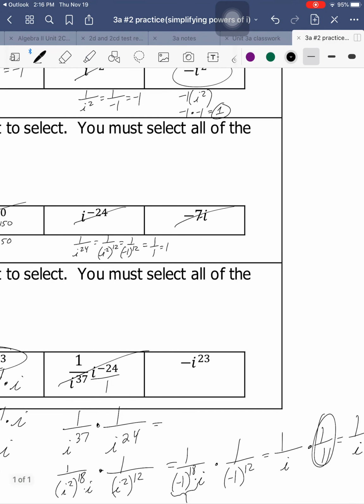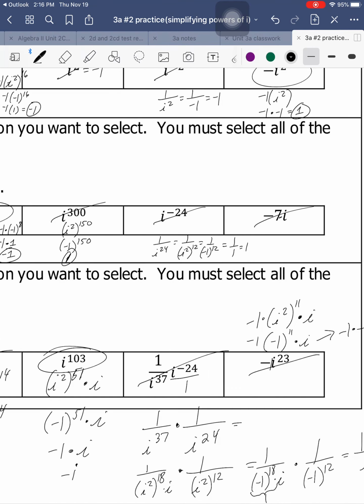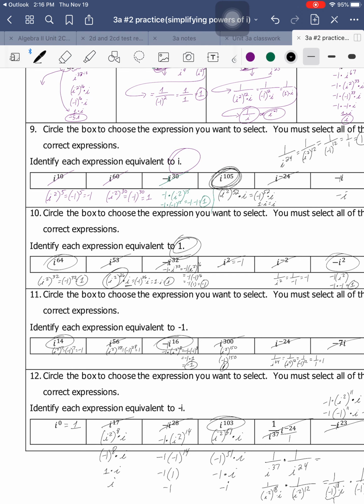And the last one. Let's do it up top. Negative 1 times i. How many i squareds go into 23? 11. That's 22. Need 1 more for 23. i squared is negative 1. Negative 1 to the 11th is negative 1. So we have negative 1 times negative 1 times i. That's positive 1 times i is i. We're looking for negative i. Bummer. Looks like we only got one answer there.